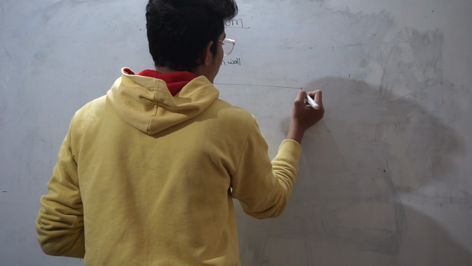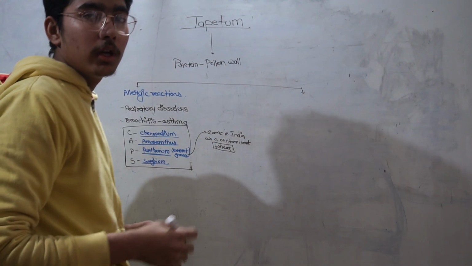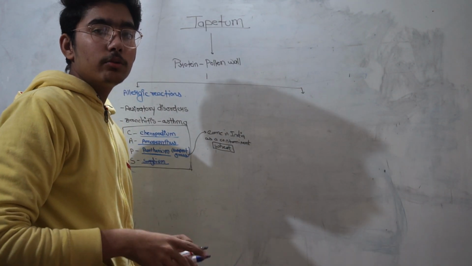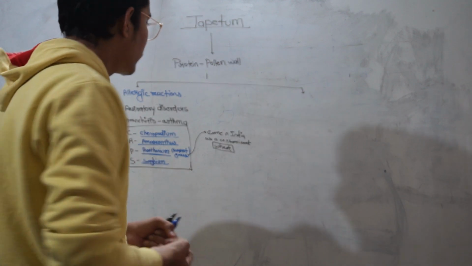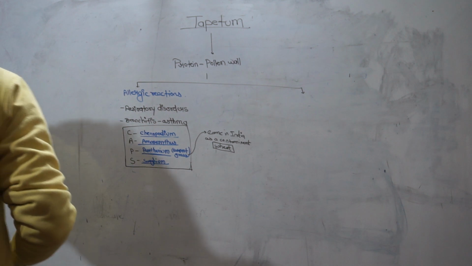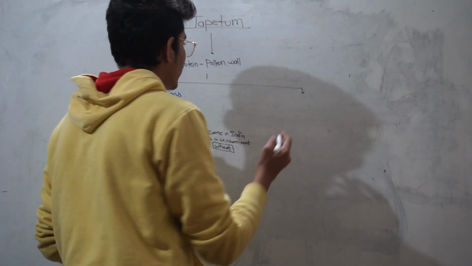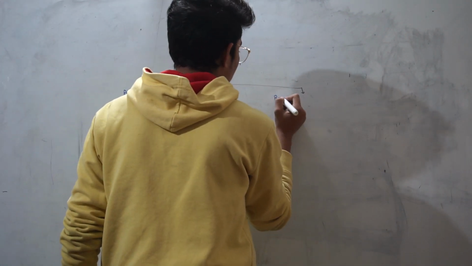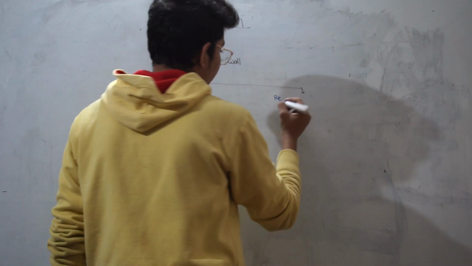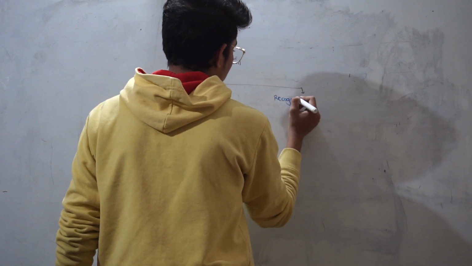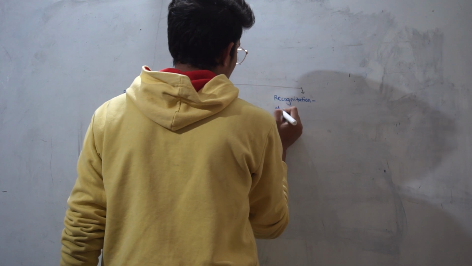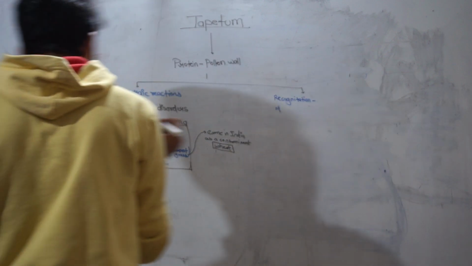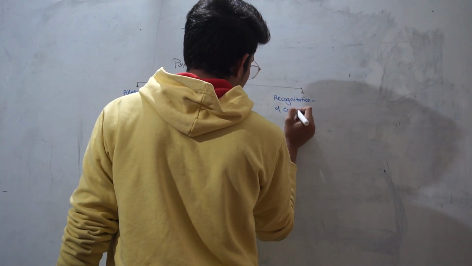The proteins which are present over the pollen wall have the ability to recognize a correct pollen, a correct compatible stigma. So we can say that it has the capability of recognition of compatible stigma.